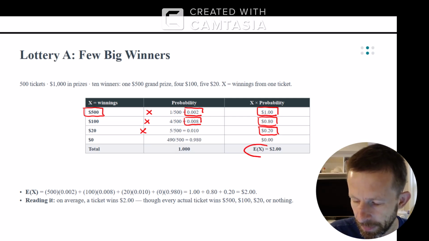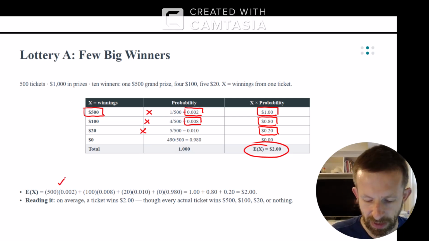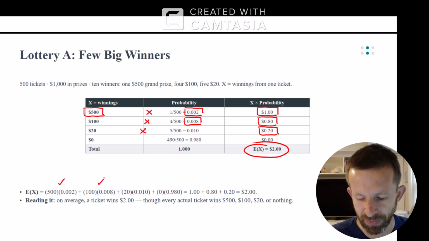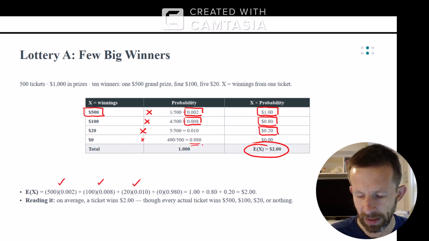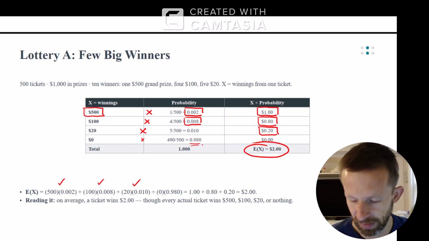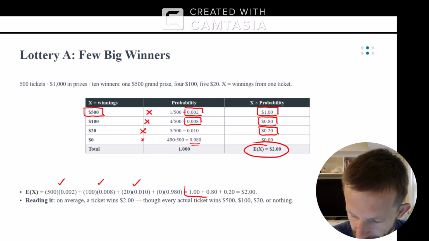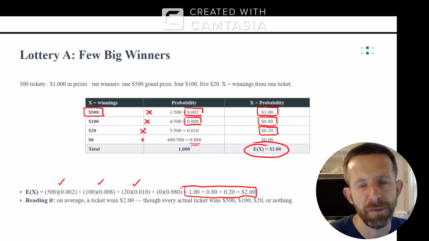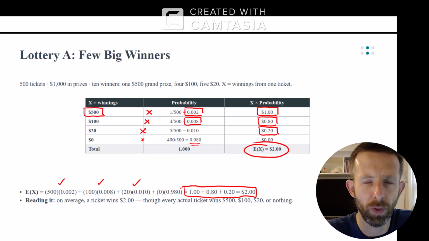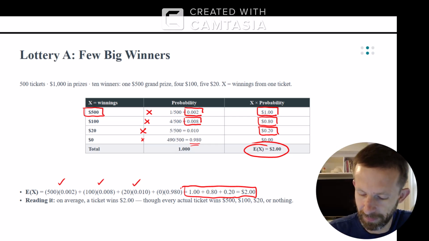So altogether, your expected value of playing would be 500 times 0.02, plus 100 times 0.08, plus 20 times 0.01. We don't have to do 0 times the 98% because 0 times anything is just going to be 0. So if you add these up, you end up getting $2. Every time you play, your expected value of what you win is $2.